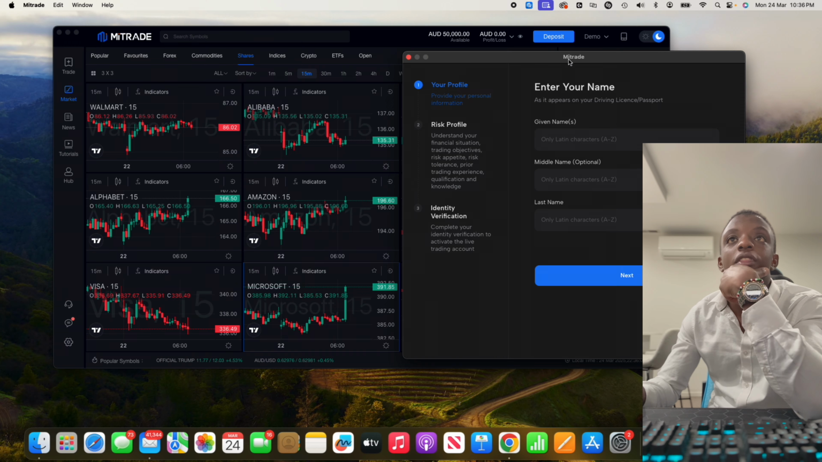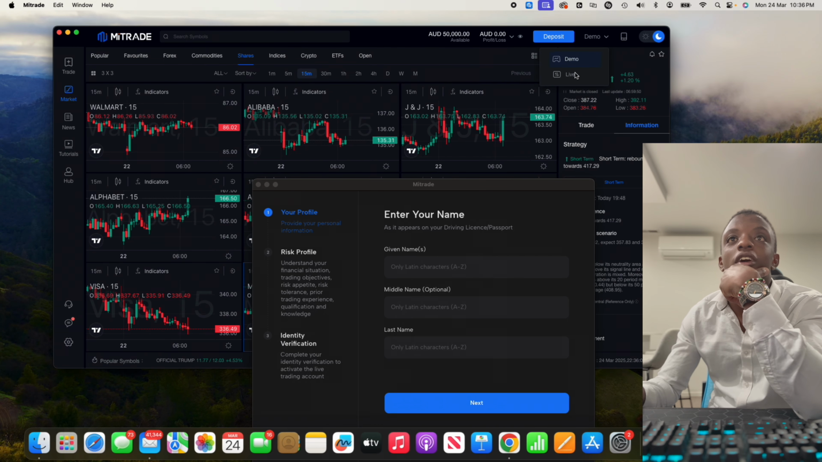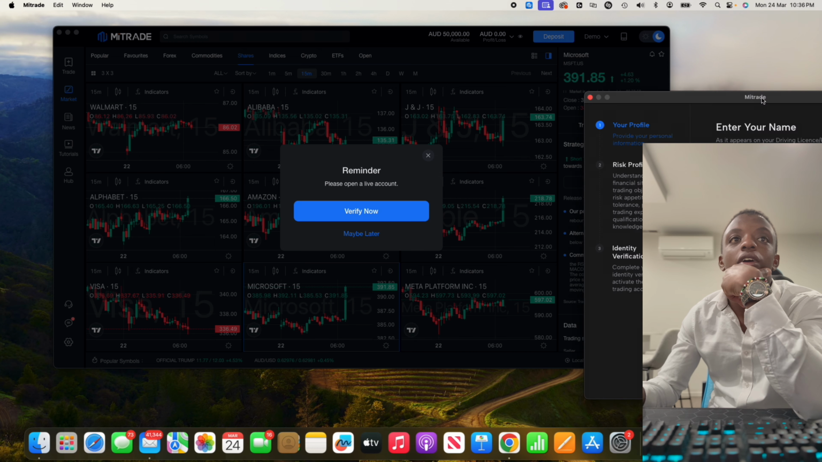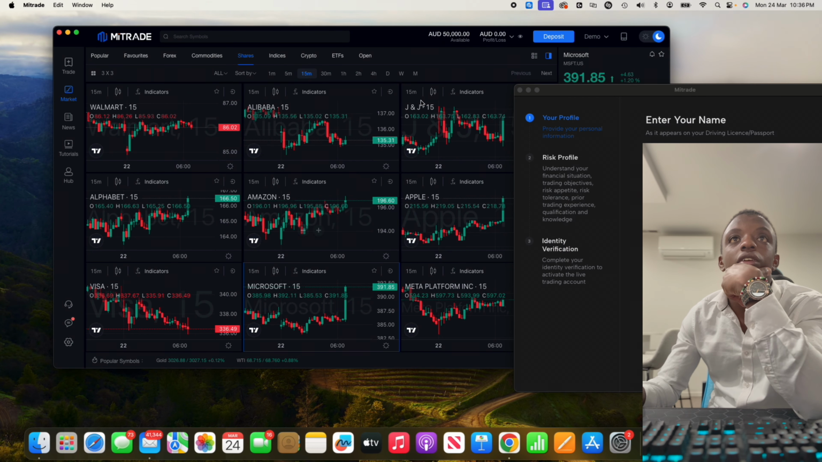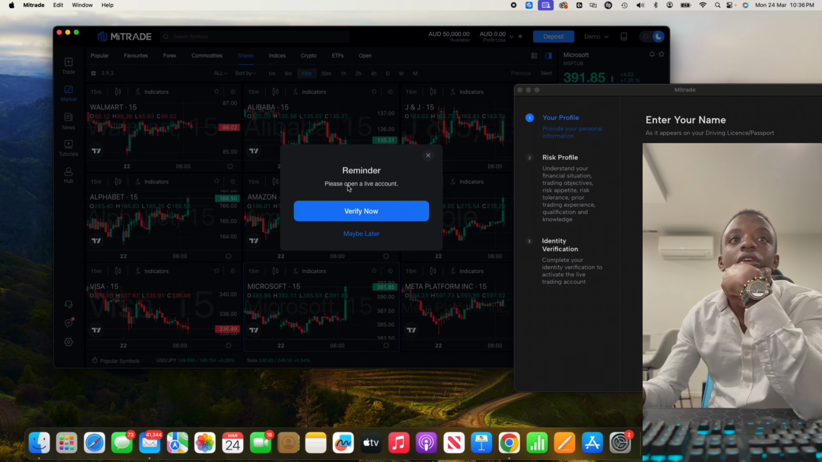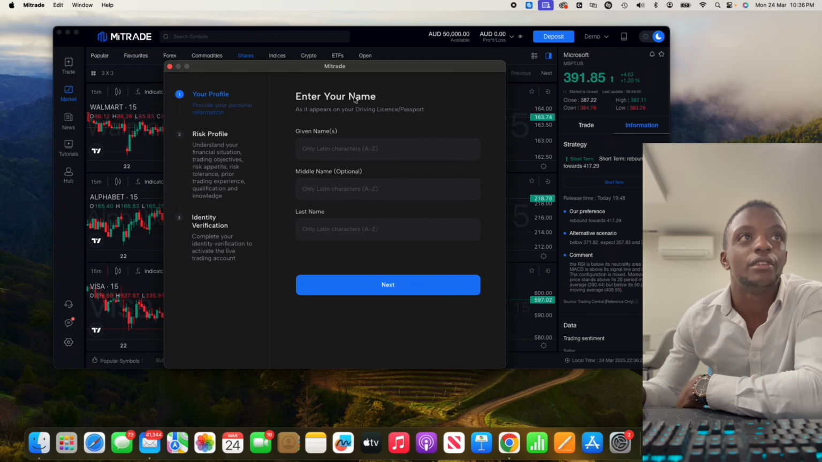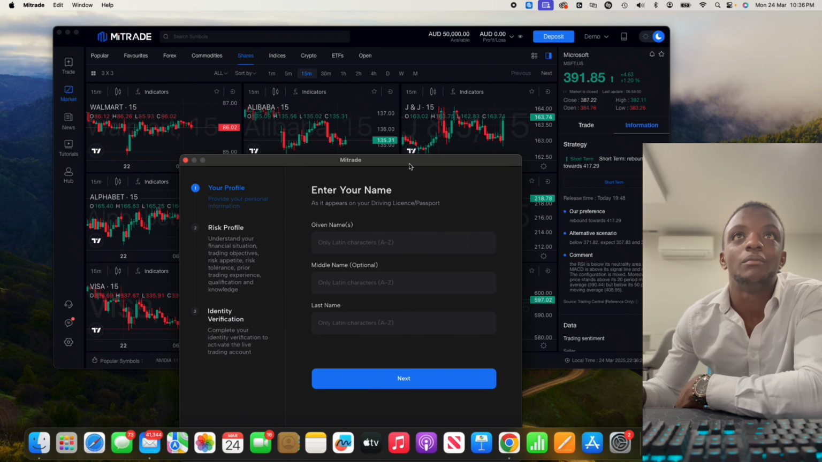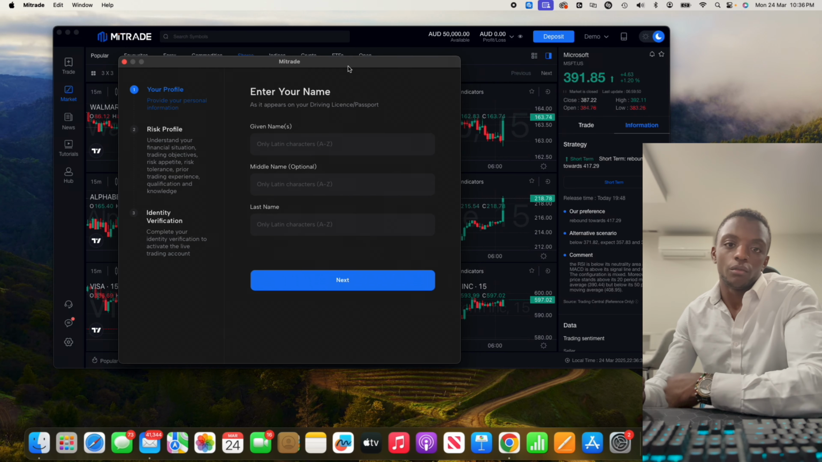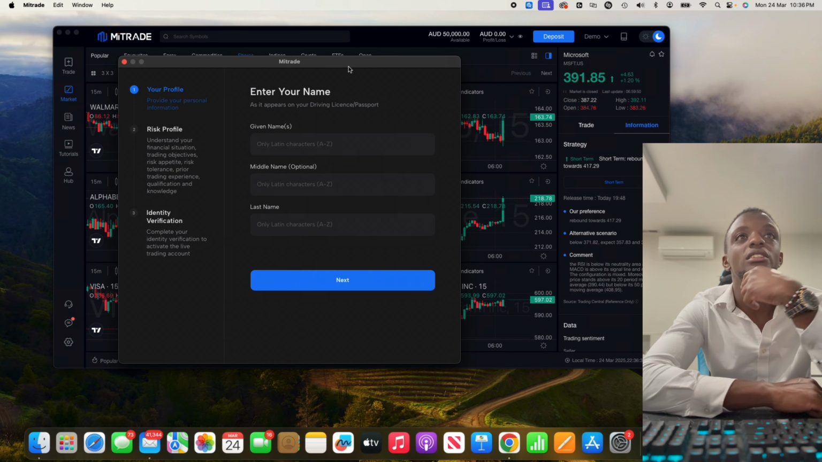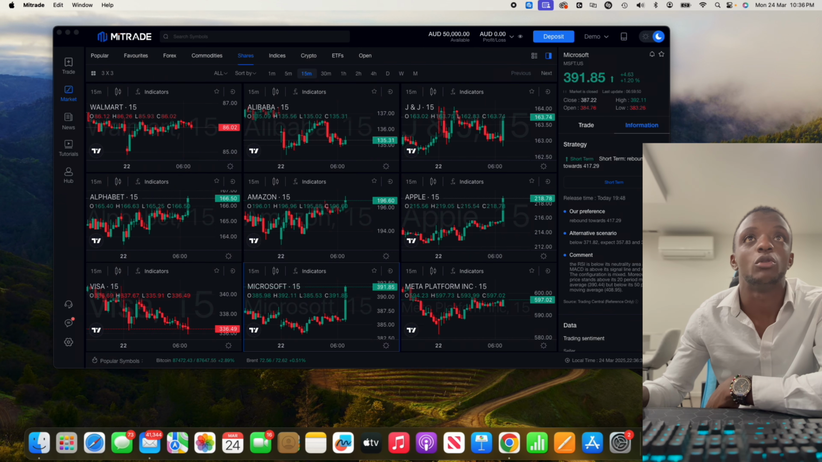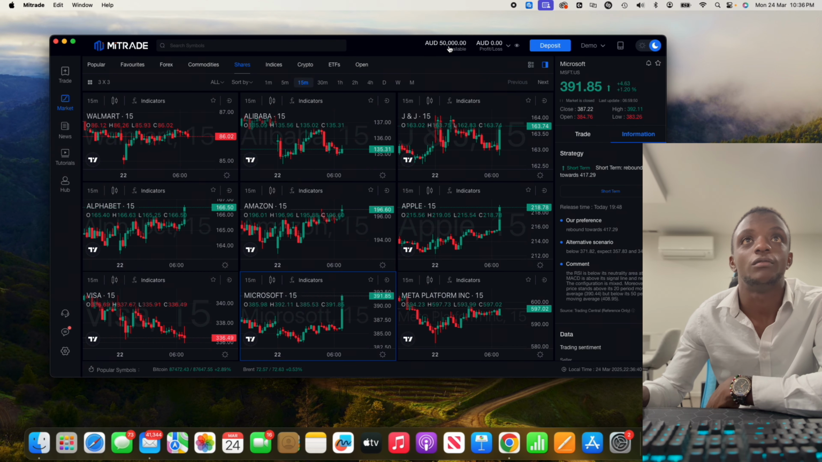Alright, so first of all, it won't let you open a live account. Let's see, would it let me open a live account? Yeah. So it won't let you open a live account unless you've filled out all this information. So right now this is a demo account. For people who are just getting into trading, I would recommend using a demo account. They give you a balance of 50,000, which is fake money.